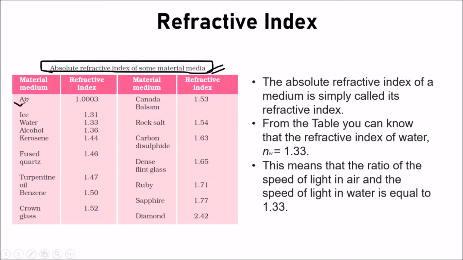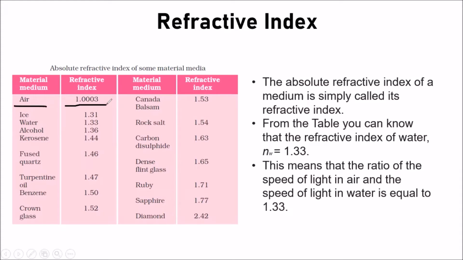So you can see the first one is air. Now this table is also very important. Below the table in the textbook, it is mentioned that you don't have to learn it by heart, but after solving numericals multiple times, we'll be able to understand the values. So for air, the refractive index is almost 1. It's not exactly 1 because there are some impurities in air, and that's why it is denser than vacuum.